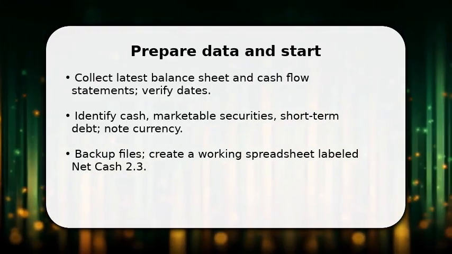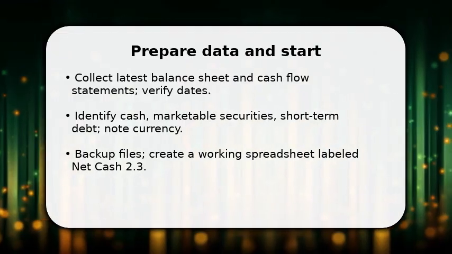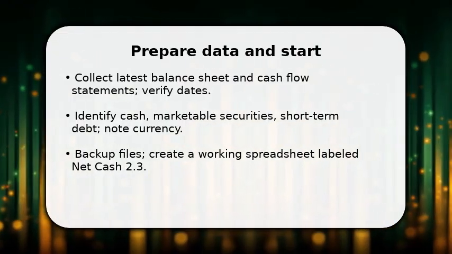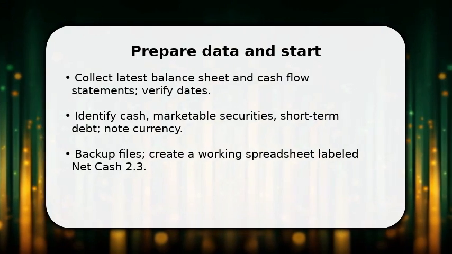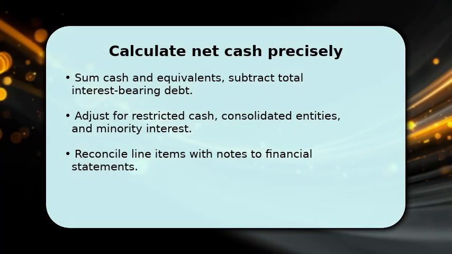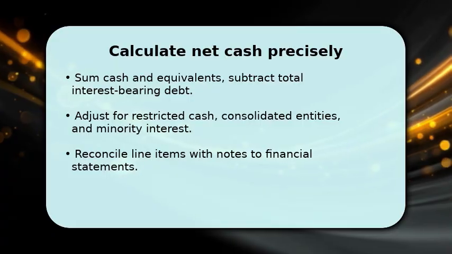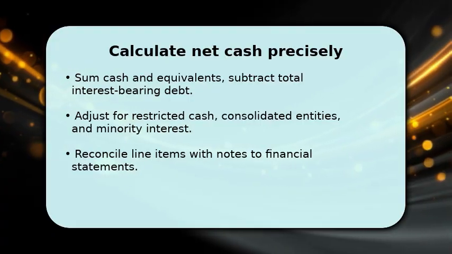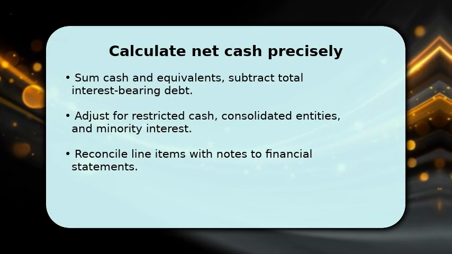Now start entering values row by row and use consistent currency. This prevents reconciliation errors later. You now compute net cash. Add cash plus marketable securities and equivalents, then subtract interest-bearing debt. That gives a base figure.